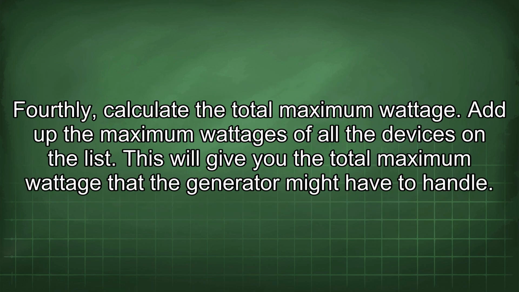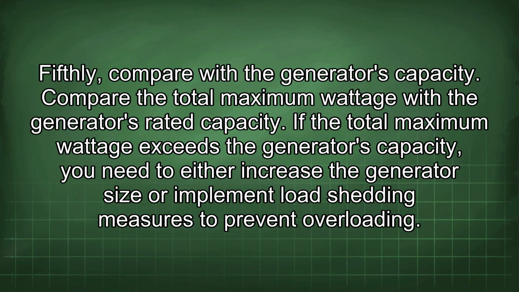Fourthly, calculate the total maximum wattage. Add up the maximum wattages of all the devices on the list. This will give you the total maximum wattage that the generator might have to handle. Fifthly, compare with the generator's capacity. Compare the total maximum wattage with the generator's rated capacity.